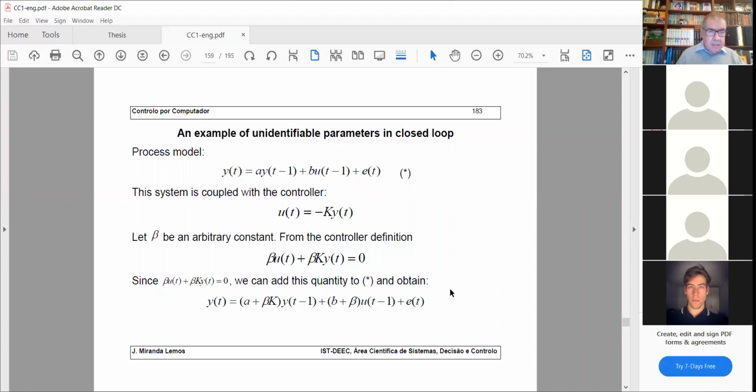The problem comes because I have a constant k, and the constant k yields this relationship between u and y. So what could I do? Maybe remove the controller. Okay, maybe I could remove the controller, but sometimes I need to have the controller there. And I don't want my estimates to swing.